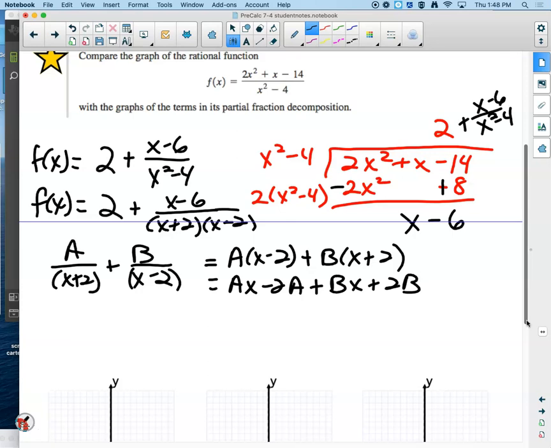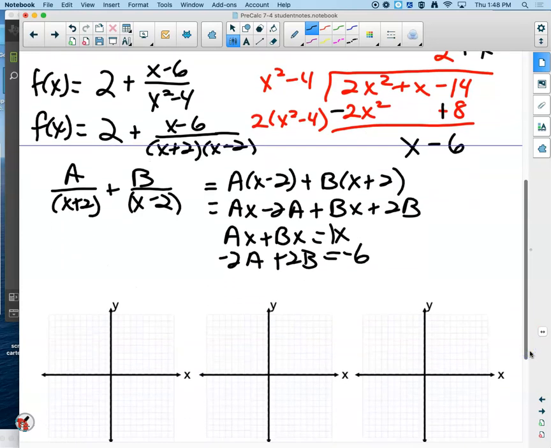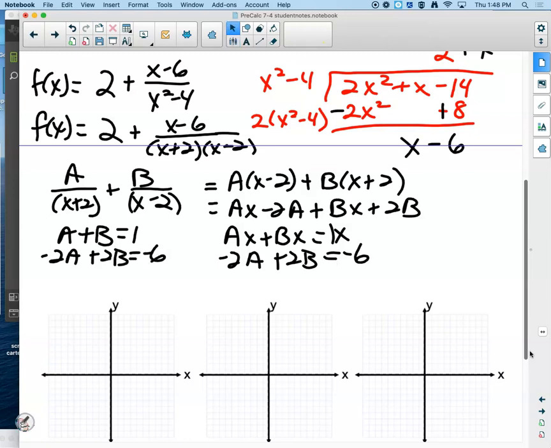So we've got our x terms first. Ax plus Bx has to equal, and it was x minus 6, so that's 1x. And then we have negative 2A plus 2B, and that was a minus 6 up there. And so this one, like I said, it's a 2 by 2, so we'd probably just solve it algebraically. So A plus B equals 1, and negative 2A plus 2B equals negative 6. And we would probably multiply the top one by 2 because we can see the elimination method working really nice here. So 2A minus 2A is 0, and 2B plus 2B is going to be 4B.